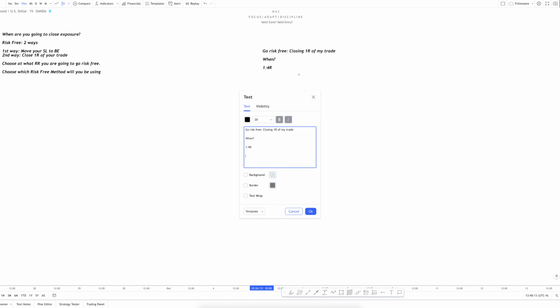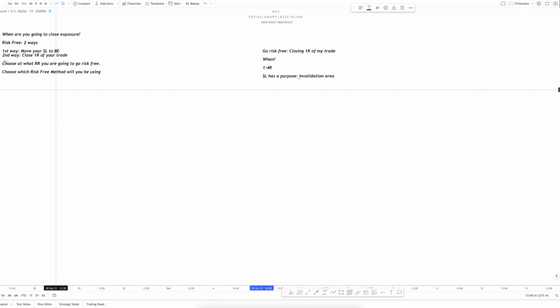And the reason why I don't move my stop loss is simply because my stop loss has a purpose, okay? And the purpose of that stop loss is my invalidation zone or area, right? So the stop loss has the purpose of invalidating the trade. Therefore, I don't necessarily want to move my stop loss to break even, right? Because price can still travel within the entire range itself. So what do I mean by this?